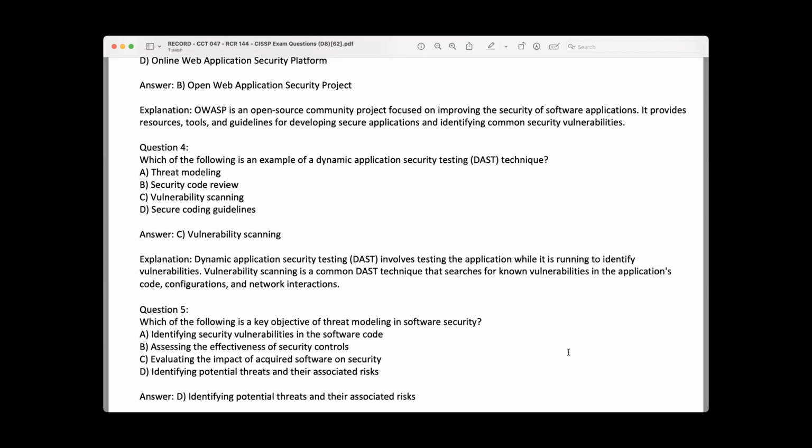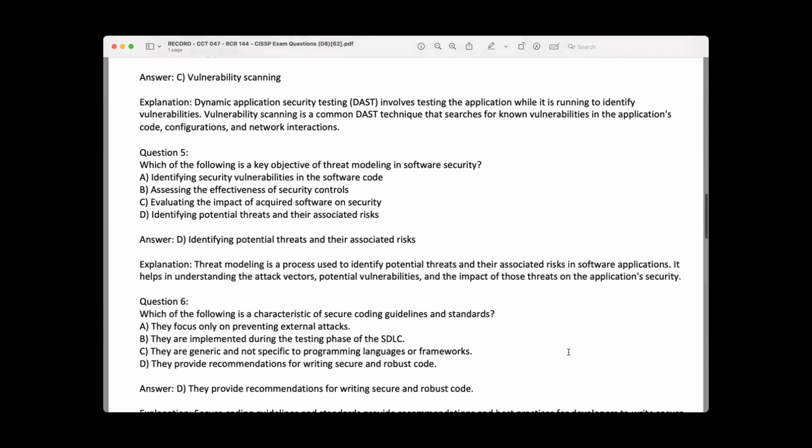So dynamic application security testing, DAST, involves testing the application while it's running, okay, to find vulnerabilities. So vulnerability scanning is a common technique that searches for known vulnerabilities in the application, code, configurations, and network interactions. And so therefore, DAST and vulnerability scanning work hand in hand. Question 5, which of the following is a key objective of threat modeling in software security?